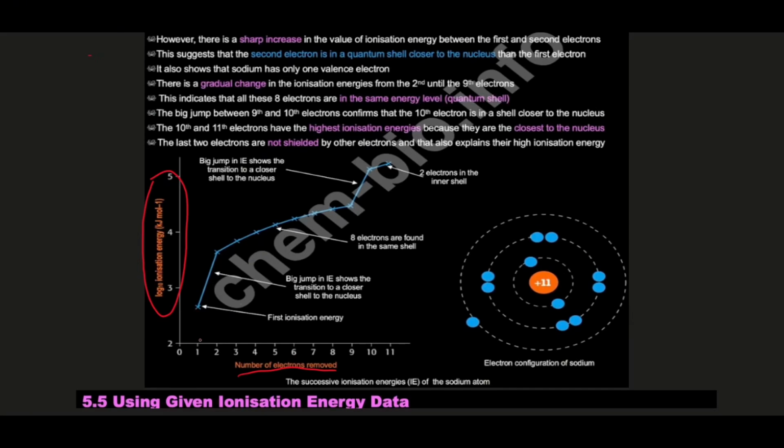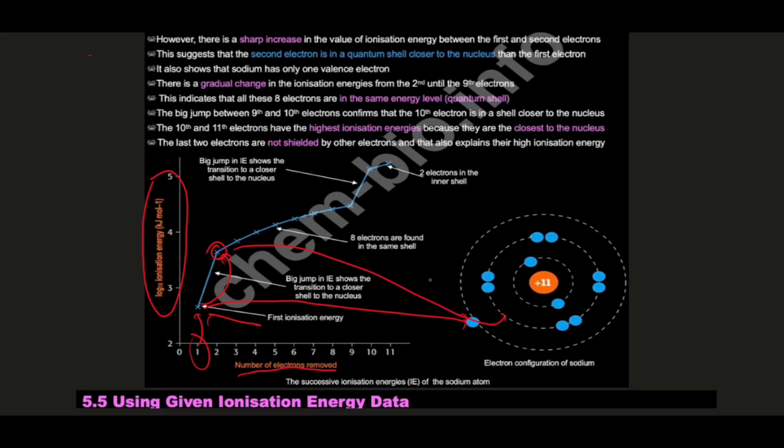See, the first electron removed, that is the first ionization energy. Then the second electron is removed. Now do you notice that we see a big jump? Don't you see a big jump? What does this big jump represent? This first electron is removed from the outer shell of sodium. After that, the second electron is being removed from where? From the inner shell, isn't it? So when there is a shell change, there is a big jump in the ionization energy.